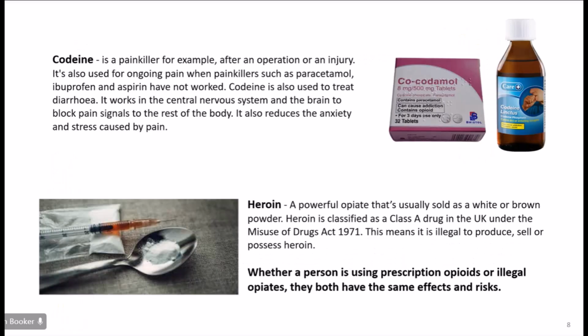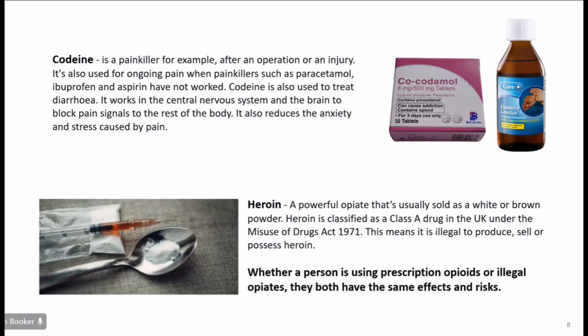Codeine is a painkiller, for example, after an operation or an injury. It is also used for ongoing pain when painkillers such as paracetamol, ibuprofen, and aspirin have not worked. Codeine is also used to treat diarrhea. It works in the central nervous system and the brain to block pain signals to the rest of the body. It also reduces the anxiety and stress caused by pain.